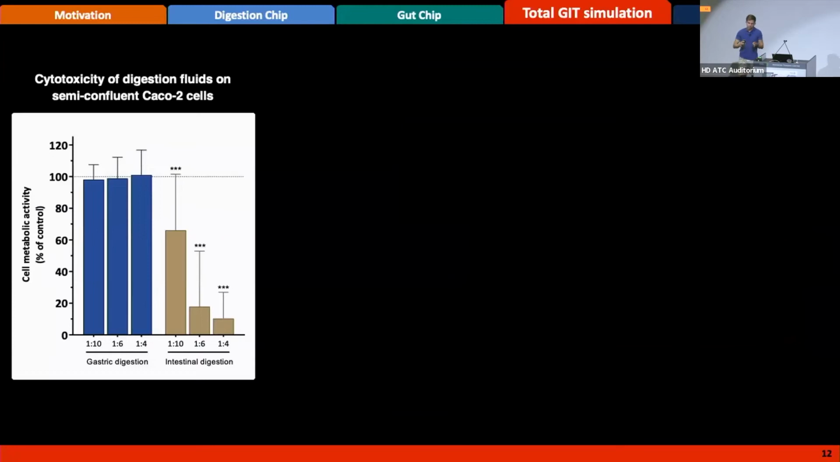Then, when you want to bring the two modules together, so the digestion chip and the gut chip, we need to be sure that the digestion fluids are not toxic to the cells that we are using. But the truth is that they are. As you can see from the data here on the screen, not as much on the gastric digestion, and this is because the enzymes in the gastric digestion are active at lower pH, so they will not be active at the physiological pH that we use for cell culture. But the ones in the intestinal digestion are quite toxic, even after diluting them 1 to 10.